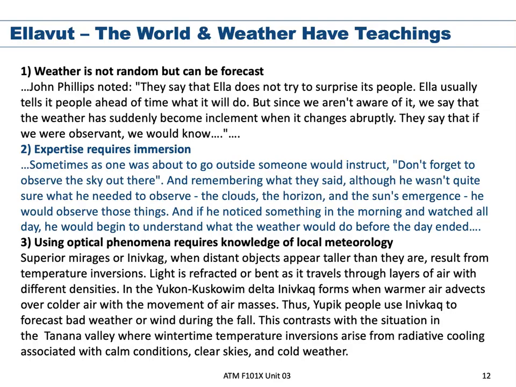Yupik people recognize, one, that the weather is not random, but can be forecast, and Ella does not try to surprise people. Ella only requires that people are observant. Two, they recognize that gaining expertise requires immersion in a topic. Children are encouraged from a young age to watch the sky and recognize the behavior of the weather. And three, that using optical phenomena to forecast the weather is place-specific. For example, superior mirages or Inikak indicate bad weather in the Yukon-Kuskokwim Delta, but indicate calm conditions in the Tanana Valley in the interior.